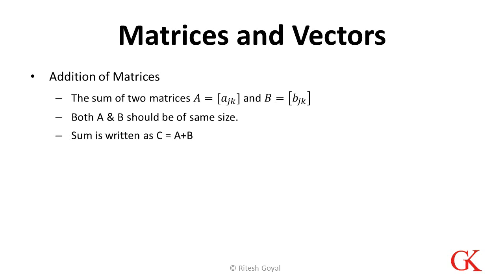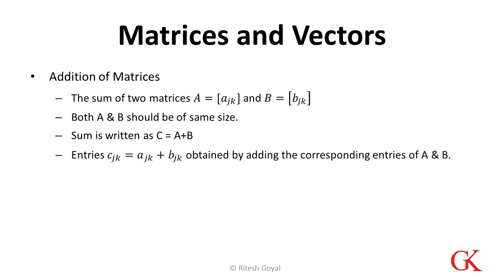The sum is written as C equals A plus B, where C is another matrix of the same dimension as A and B. The entries of C are calculated using the corresponding entries of A and B and adding them together. And this is a single scalar addition, which every one of us does in our day-to-day life.